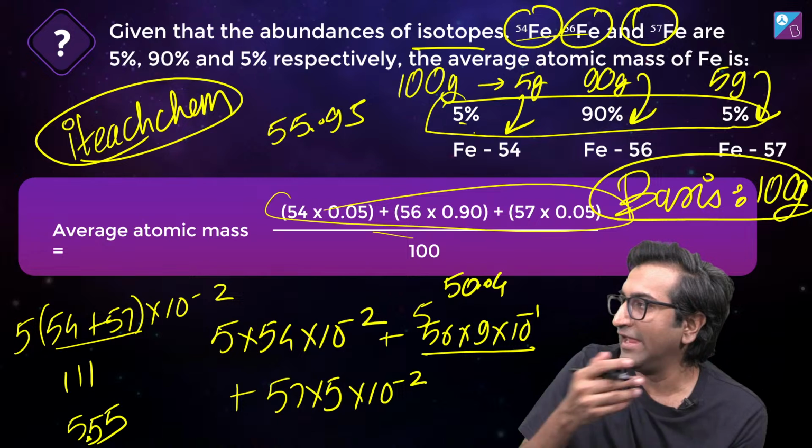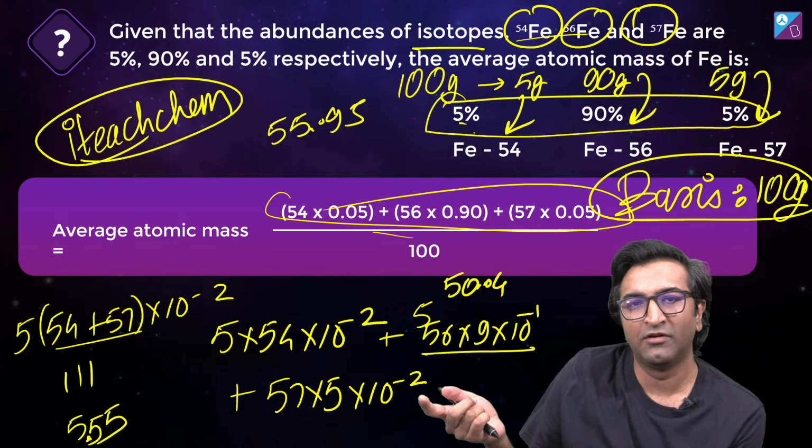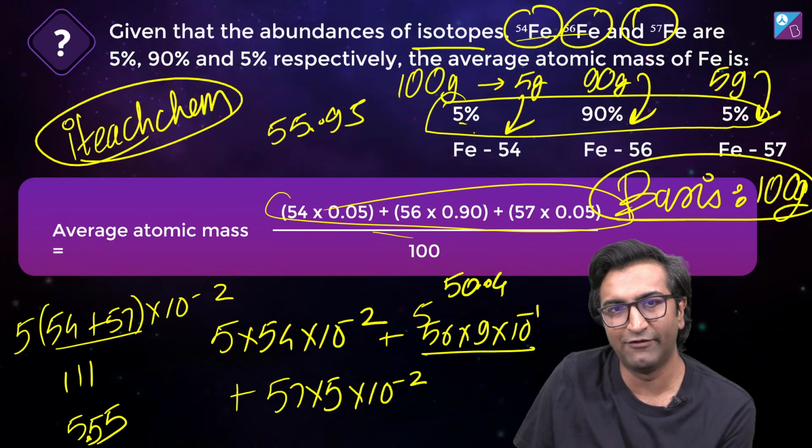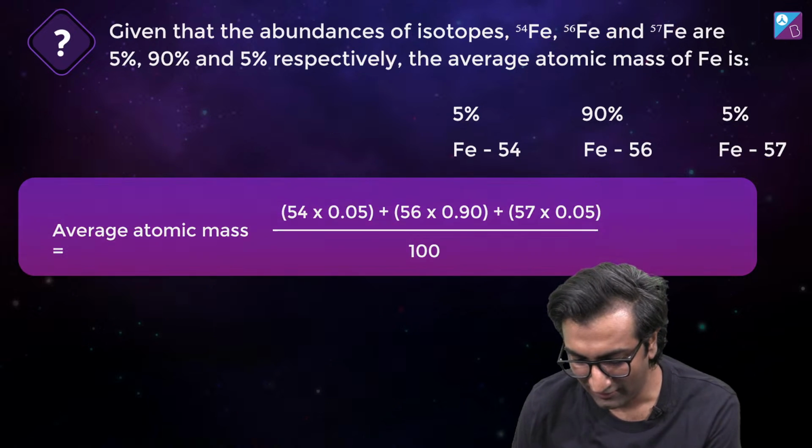It's like saying I have one apple that's 5 grams, another apple that's 7 grams, and one more apple that's 6 grams. What's the average? Add them all together, divide by 3, you get 6. Same answer. Okay. Let's go to the next one.